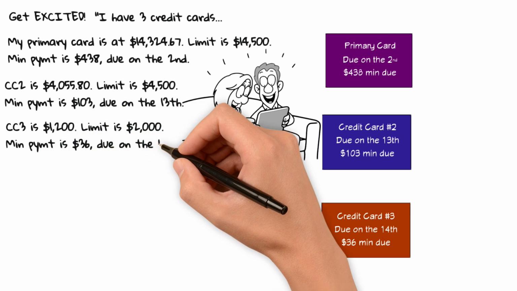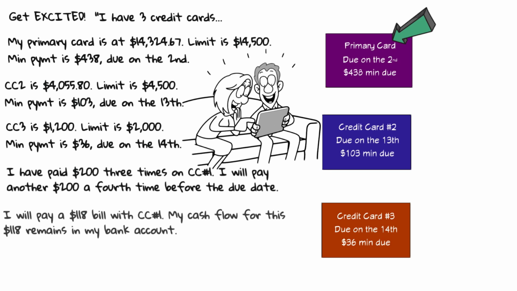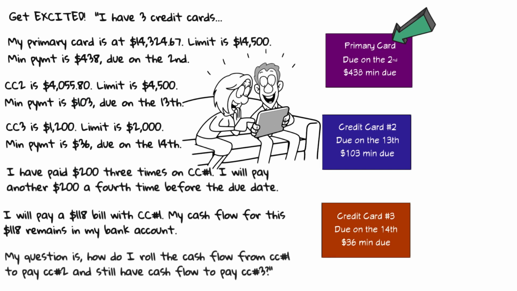Then he says, I have paid $200 3 times on credit card 1. I will pay another $200 a 4th time before the due date. I will pay a $118 bill with credit card 1. My cash flow for this $118 remains in my bank account. My question is, how do I roll the cash flow from credit card 1 to pay credit card 2 and still have cash flow to pay credit card 3?